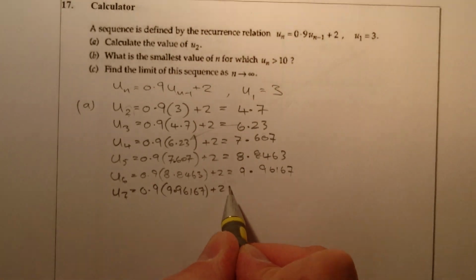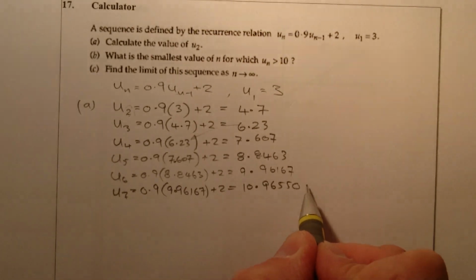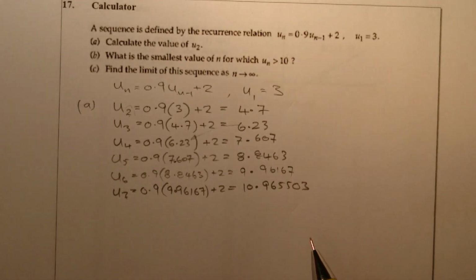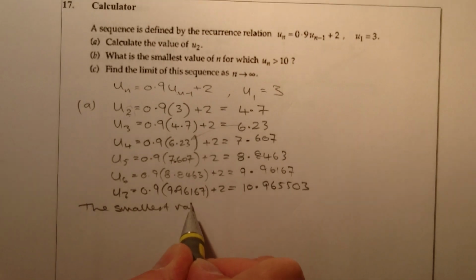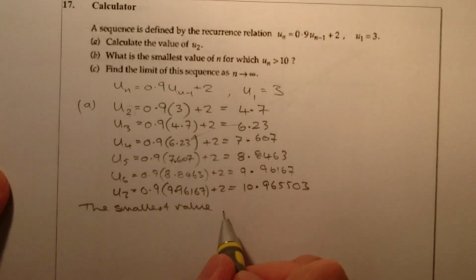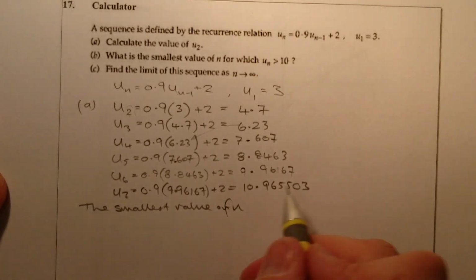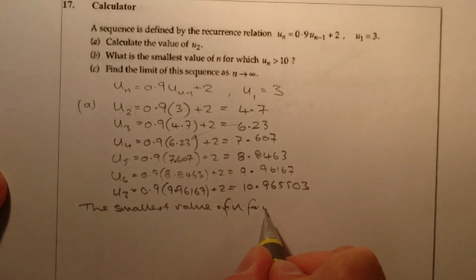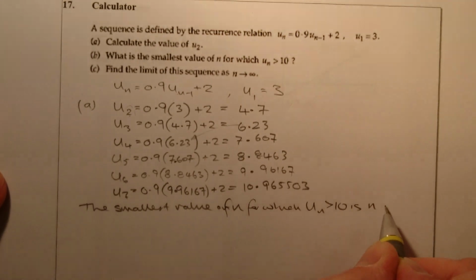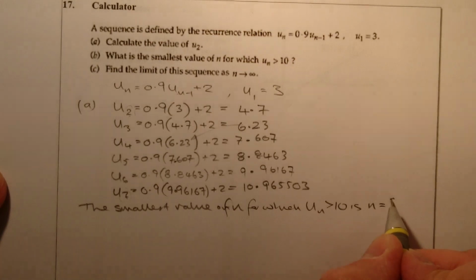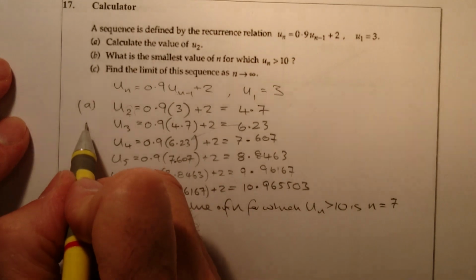9.96167 plus 2, and that should give me 10.965503. So that has now exceeded the value. So the smallest value of n for which un is greater than 10 is n equals 7. So n is equal to 7. That there is part B.